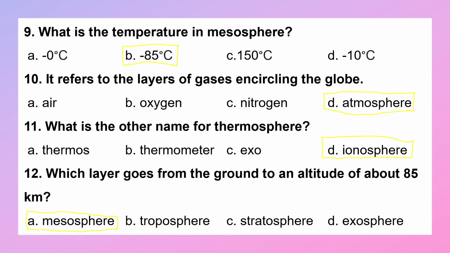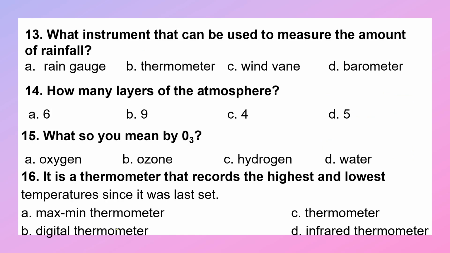Right. Let's move on to number 13. What instrument can be used to measure the amount of rainfall? The key word here is measure the amount of rainfall. A. Rain gauge. B. Thermometer. C. Wind vane. Or D. Barometer. The correct answer is letter A. Rain gauge. Okay, from the word rain.